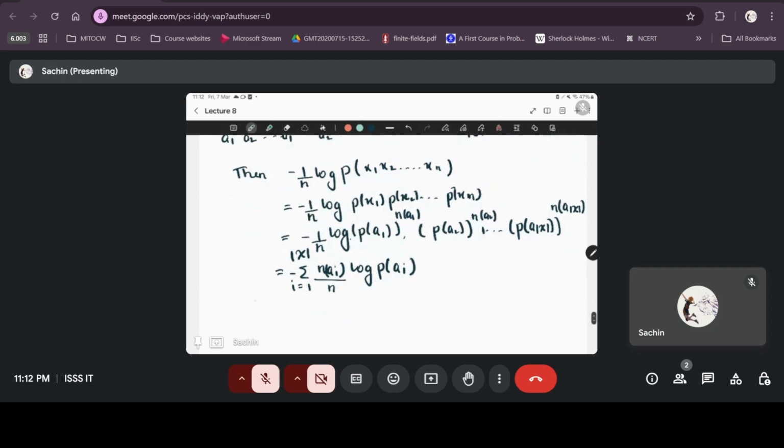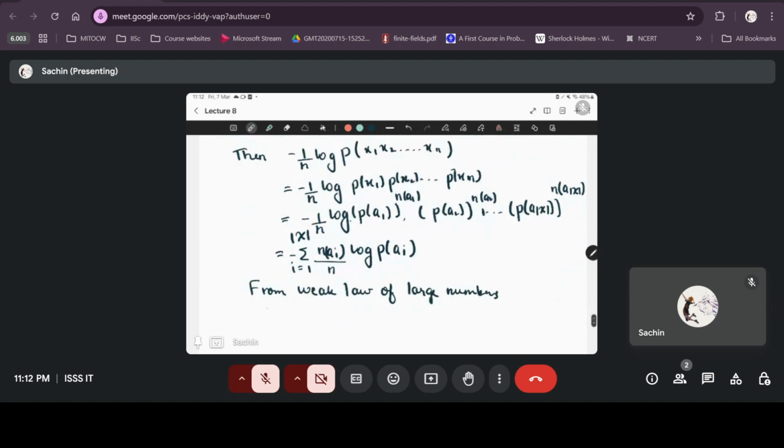Now from the weak law of large numbers, n of Ai divided by n converges to P of Ai as n approaches infinity. That is, if you take a large number of experiments, the fraction of times that Ai occurs is P of Ai.